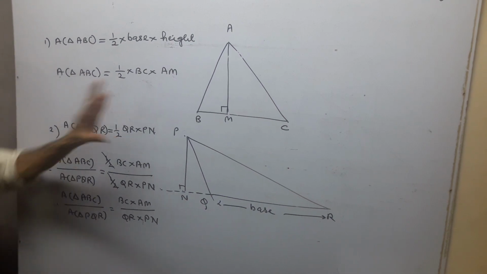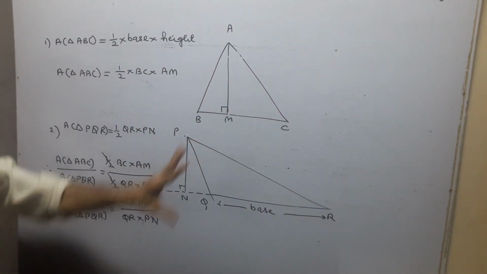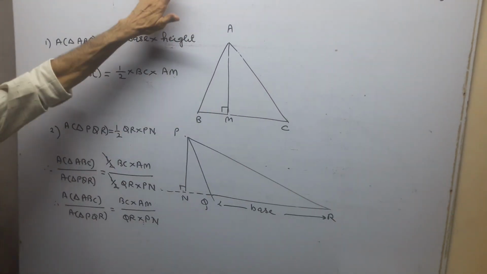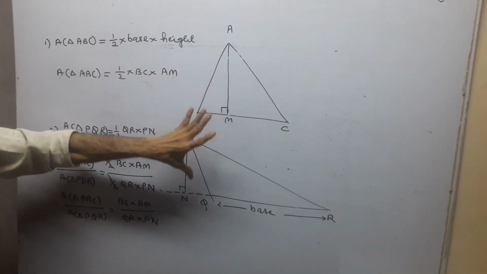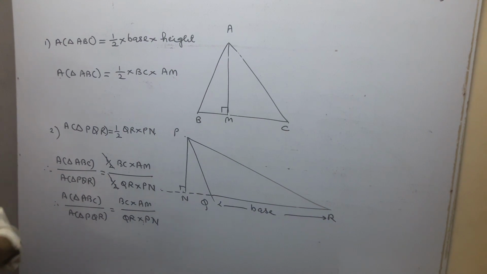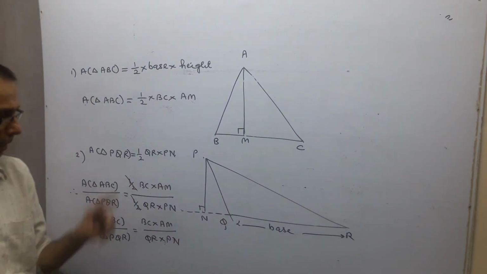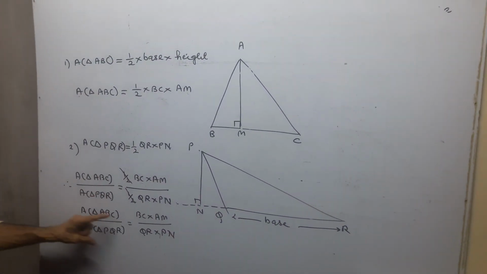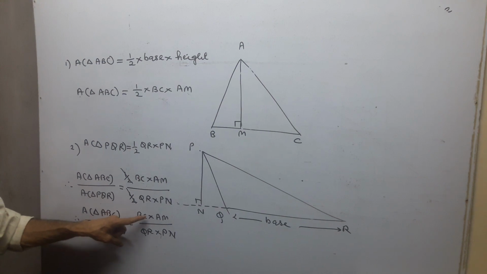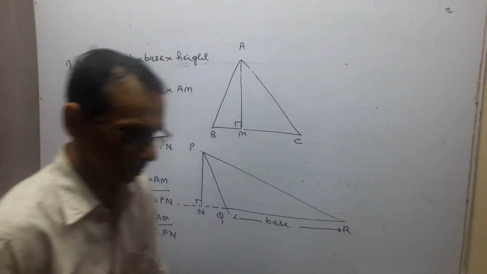Take note of this. Here the triangles need not be similar. This is the first theorem where, though we study similarity, similar triangles need not be necessary. That means that the triangles may or may not be similar, but the ratio of areas is equal to the ratio of the product of the base and height. Now let us take an example.